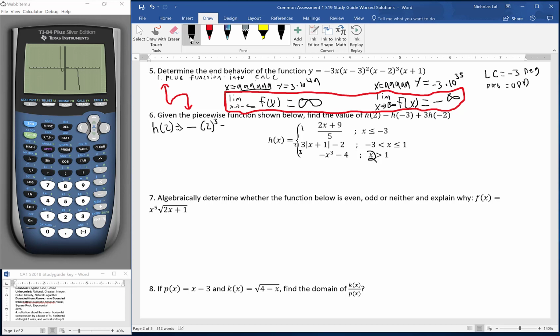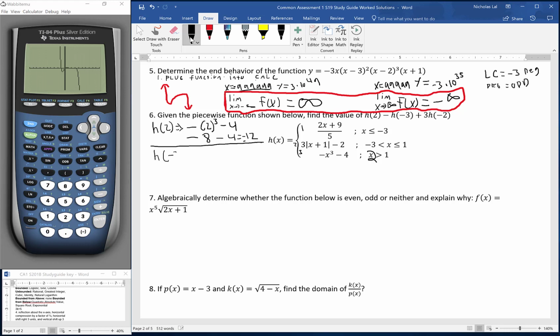2 cubed minus 4. All right, so 2 cubed minus 4, that becomes 8, 2 times 2 times 2 is 8, minus 4 is 4. So h of 2 is 4. We're going to keep that in mind as a placeholder. Let's find h of -3.